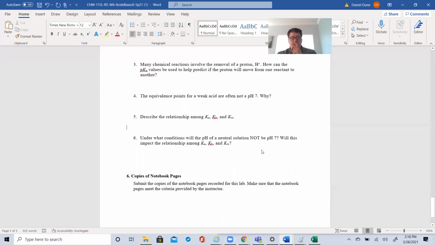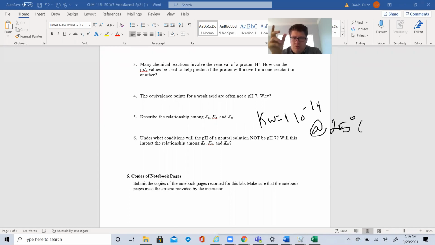Okay. Under what conditions will the pH of a neutral solution not be 7? How does this impact the relationship between these? Well, remember, Kw is equal to 1 times 10 to the negative 14th, right? That's only true at 25 degrees Celsius. Remember, if you change temperature even a little bit, it affects the entire equation. So if you change temperature, either raise it by a lot or lower it by a lot, a neutral solution won't be at pH 7 anymore. It'll be higher or lower depending on the new temperature you have it at.